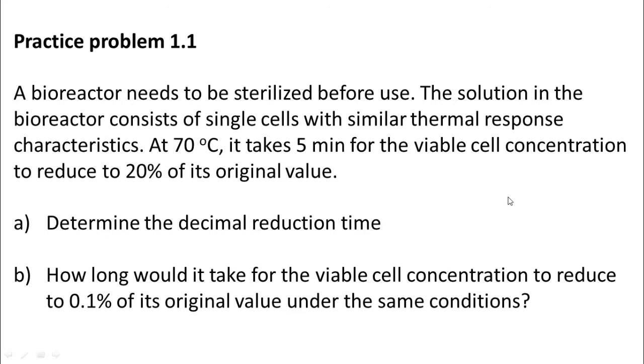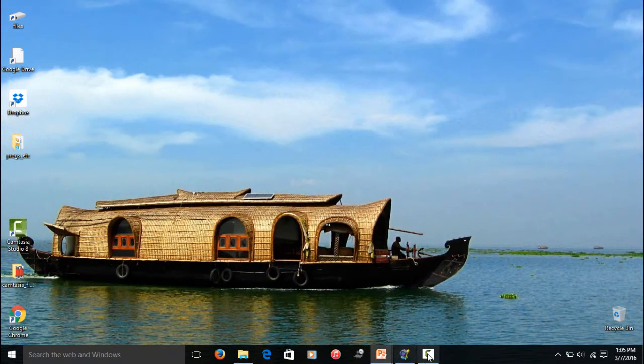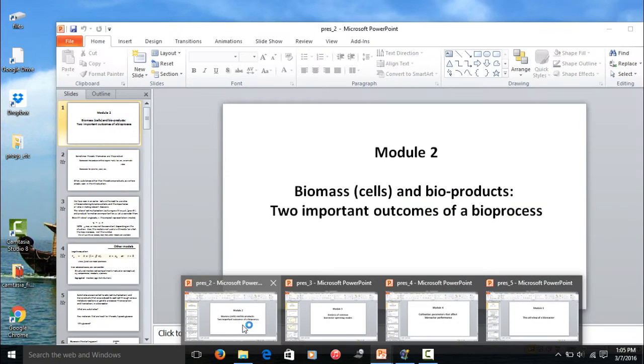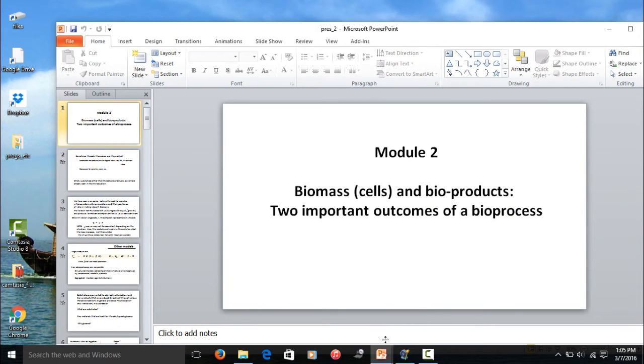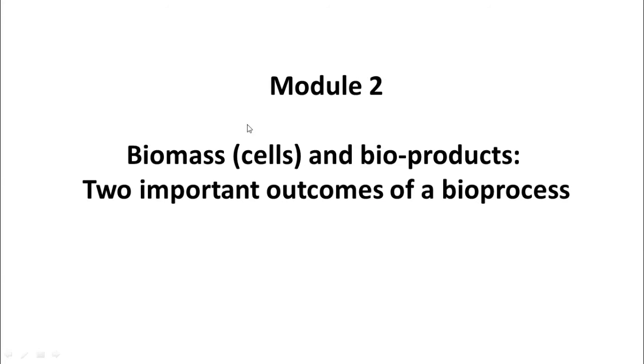Okay. Then module 2 looked at the two major outcomes from a bioreactor or a bioprocess, which are cells and the bioproducts.